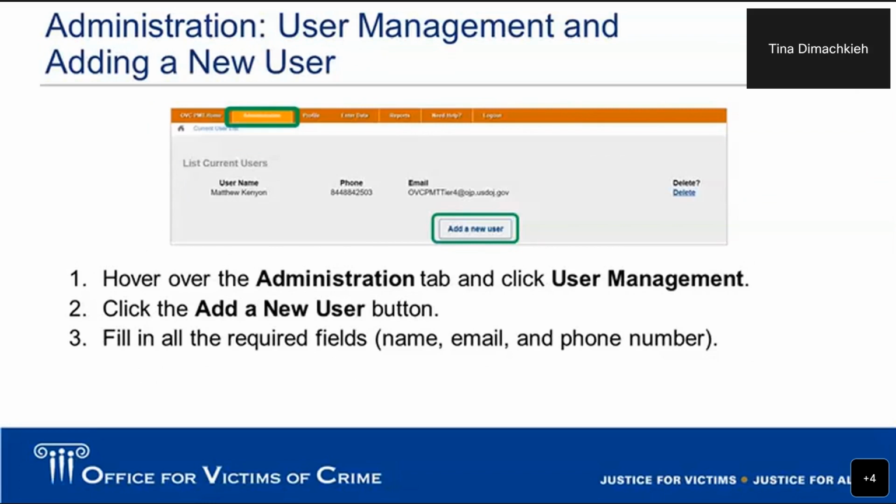Okay, so first we wanted to talk about user management and how to create a new user. You will go to the Administration tab, you will hover over the Administration tab, and then you have two tabs that pop up. One is your Federal Awards, and the second is the User Management. You'll select the User Management tab, and then the screenshot here shows what it will look like. There will be the user that is your POC. There might be a user from OVC, from our side, just as an admin user, and then there's a button to add a new user.